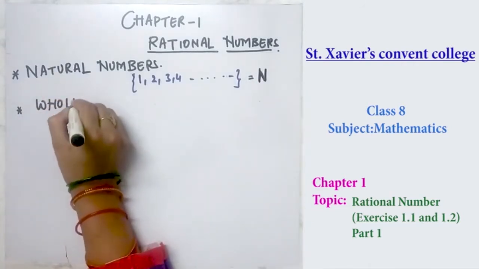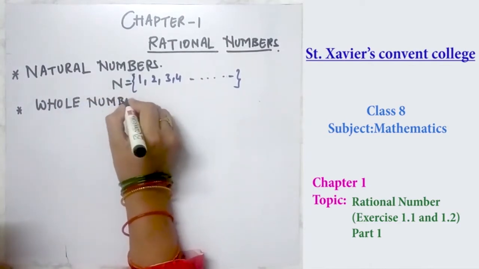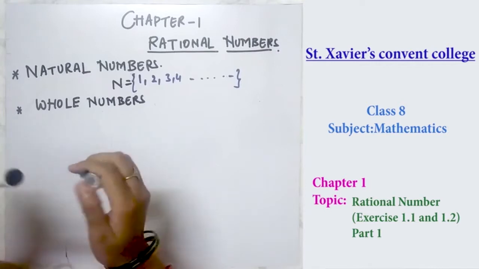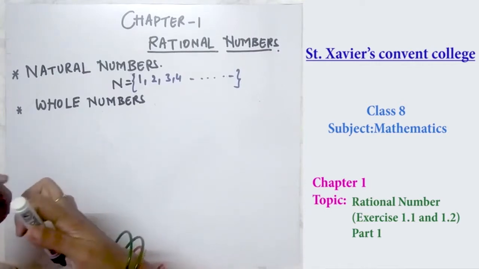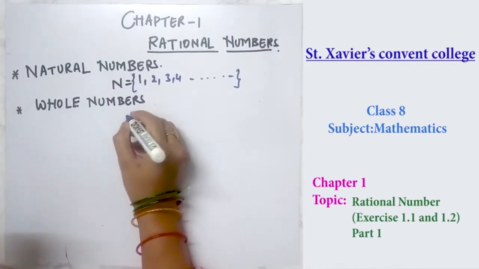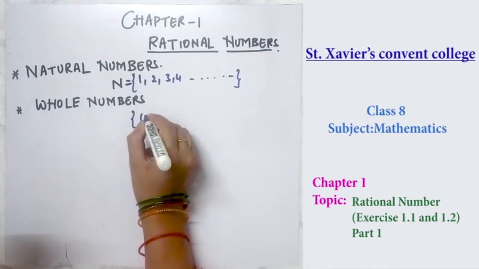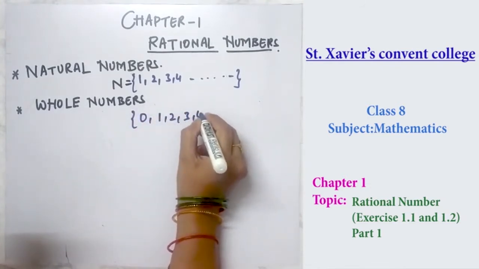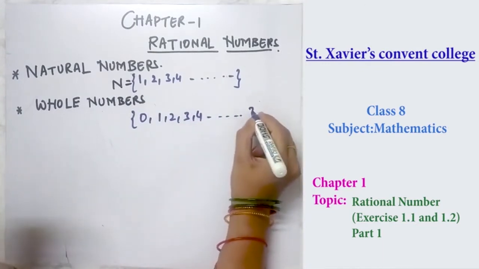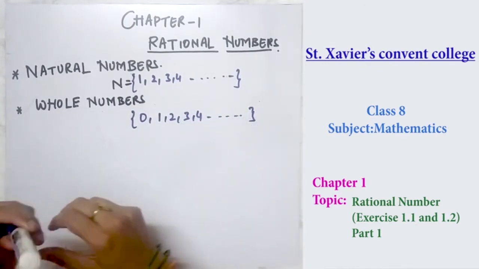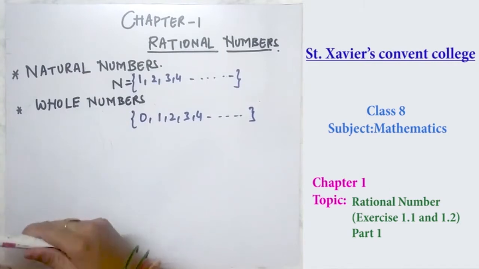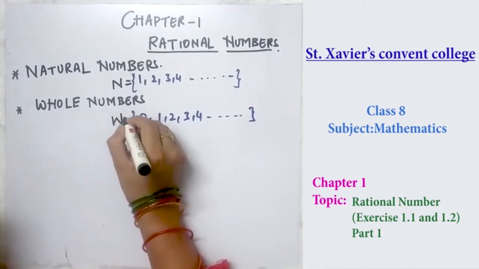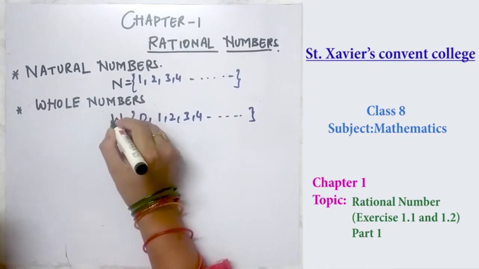The next is whole numbers. Whole numbers, as you all know, start from 0, 0, 1, 2, 3, 4 and so on. The notation of the whole numbers is given by capital W.